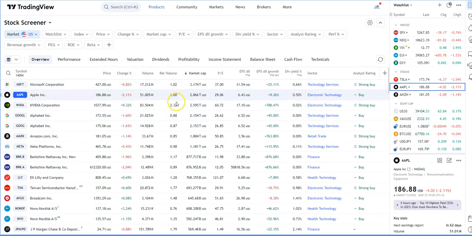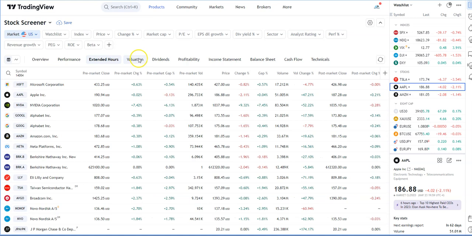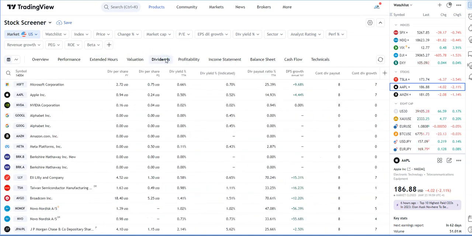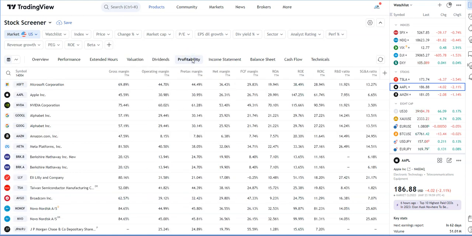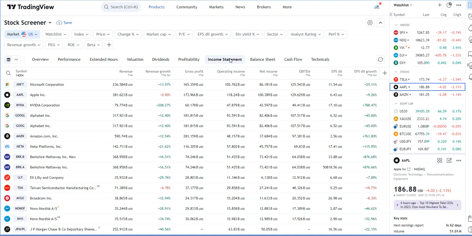Volume, real volume, what happened, the market cap, $3 trillion for Microsoft, the growth. We can look at stuff over years because that's how you trade stocks. You trade them, for swing trading and things like that, over a longer time. So we can look at the performance, extended hours, valuations, dividends. Dividends are really big in stocks because you need to know how much the company is paying out. Is it profitable? Income statements. These are the things when you're trading stock.